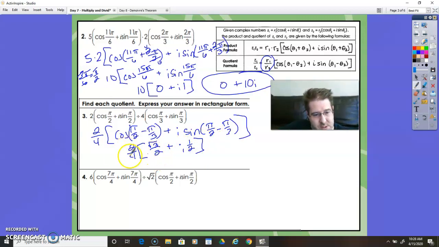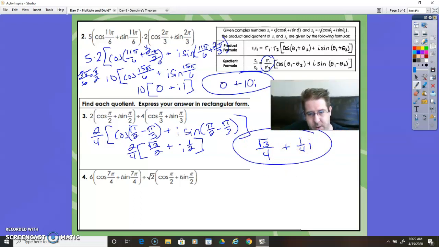If I do this times this, the 2's are basically going to cancel each other out. It looks like I'm going to be left with square root of 3 over 4 plus, multiply this times this, the 2's will cancel out, which looks like 1/4 i. If I'm not mistaken, I am going pretty quickly through this, so if I made a mistake, just let me know in the comments. Okay, the next one.